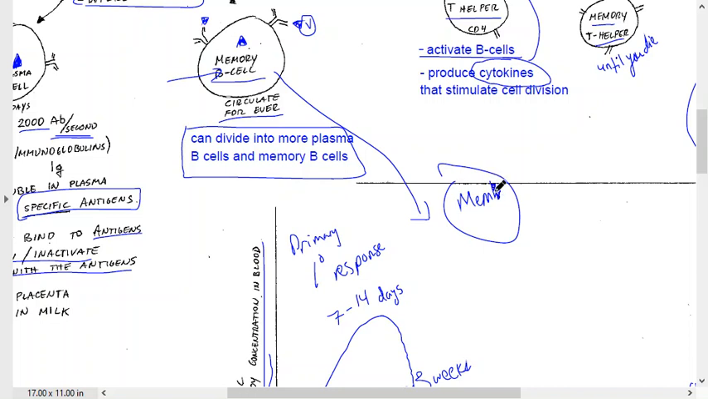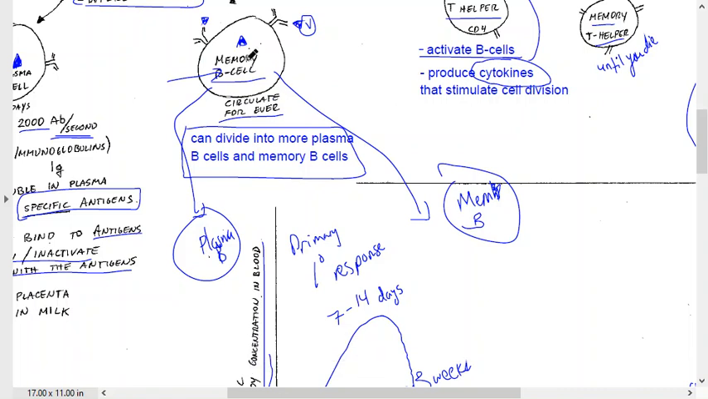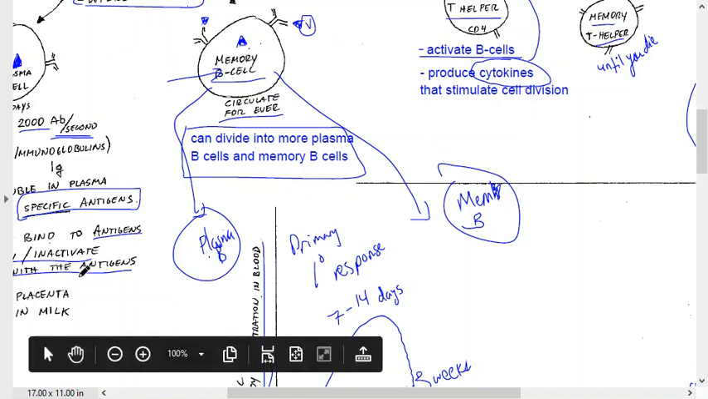Oops, not member cells, memory B cells. And they're going to divide into more plasma B cells, right? And this is what we mean when we say that the immune system is ready to react again. Those memory cells are already present and they're ready to divide if they ever see that virus again, right? And then you just go on doing what you did before. You make more antibodies, you make more memory cells, etc., right?